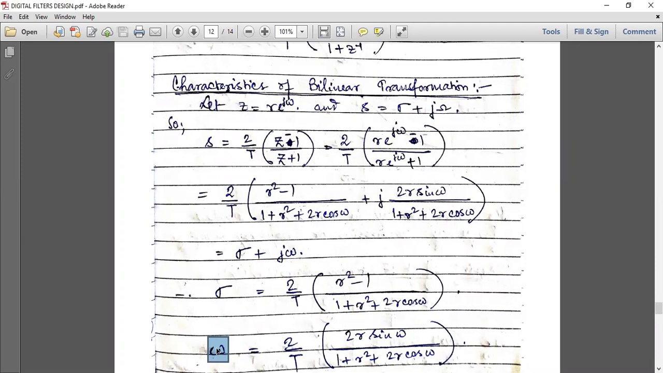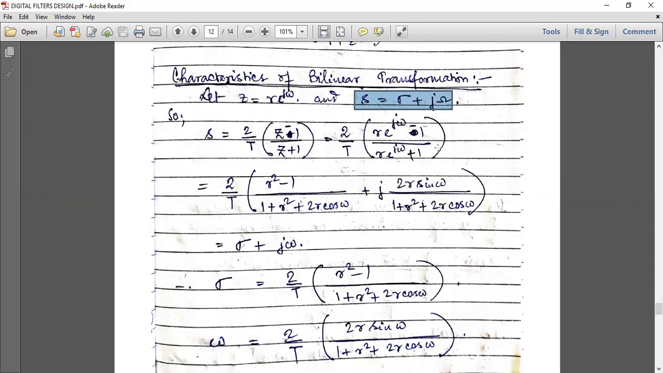So ohm will be equal to, just we have equated the real and imaginary parts of s. s equal to sigma plus j ohm. So sigma equal to 2 by T into (r square minus 1) by (1 plus r square plus 2r cos omega). And here ohm equal to 2 by T into 2r sin omega by (1 plus r square plus 2r cos omega). Clear? I'll be correcting it in my notes, and when I give you the comprehensive notes at the end of the chapter, you will find it corrected.